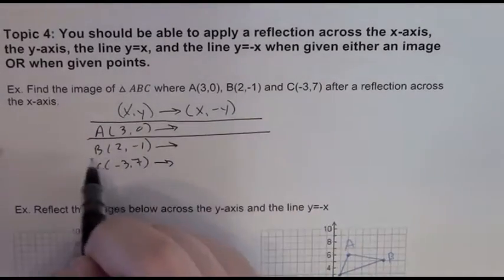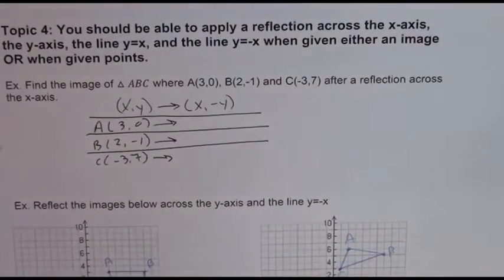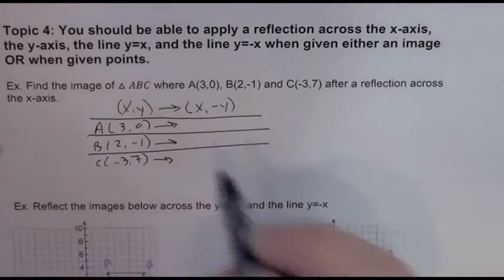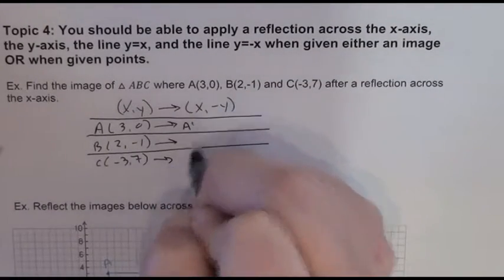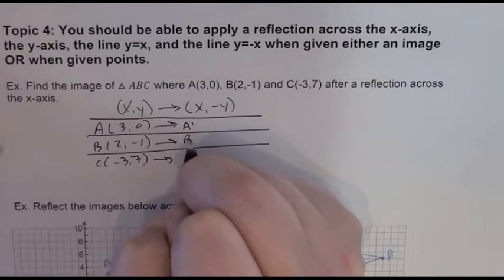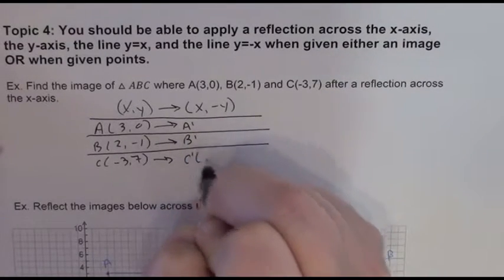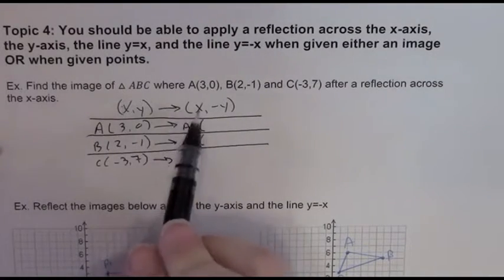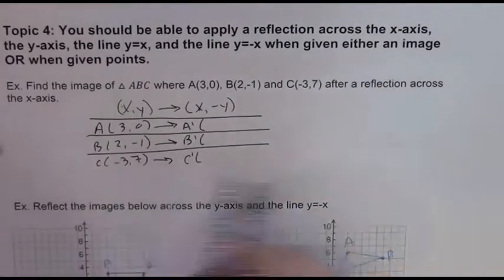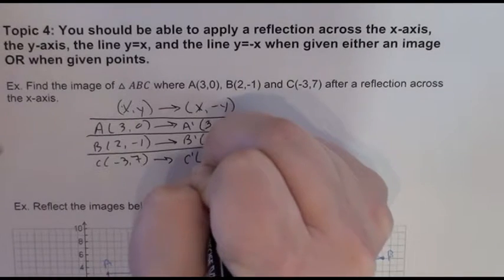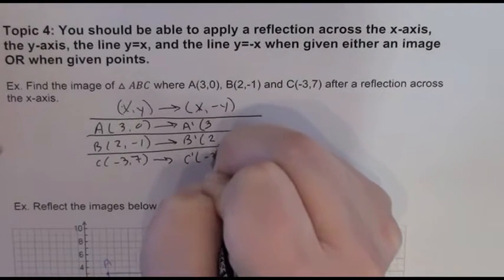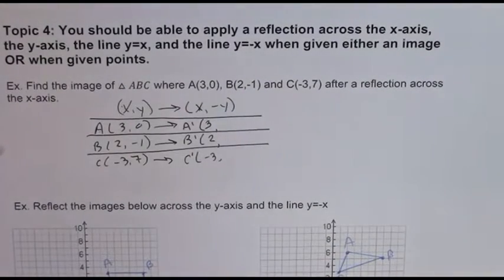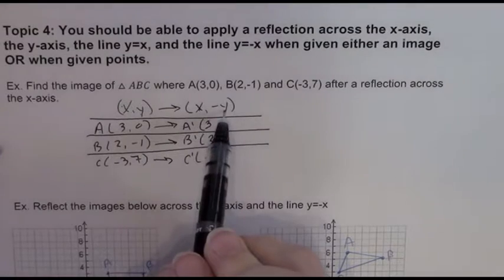Basically, I'm going to make a little chart, each point individually. So notice A is going to turn into A prime, B is reflected to B prime, and C to C prime. X and X are the same. They don't change. So your x values actually don't change at all. They stay 3, 2, and negative 3.